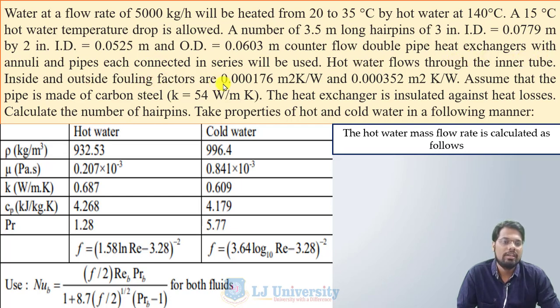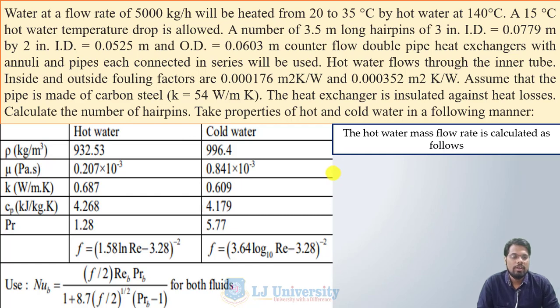Inside and outside fouling factors are 0.000176 meter square Kelvin per watt and 0.000352 meter square Kelvin per watt. Assume that the pipe is made of carbon steel with the conductivity of 54 watt per meter Kelvin. The heat exchanger is insulated against the heat losses. Calculate the number of hairpins. The properties of the hot and cold water are given in this table. The relation for the friction factor and the Reynolds number is also given, and the relation between the Nusselt, Reynolds and Prandtl numbers is also available in the data.